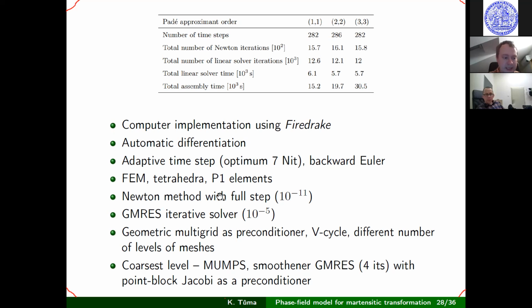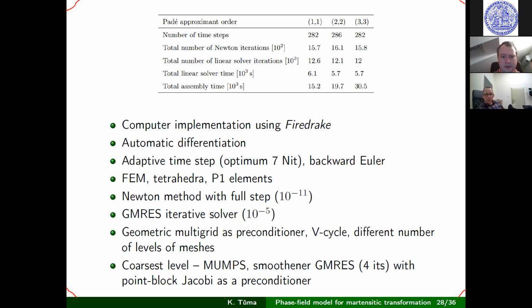The domain is discretized by tetrahedra and all unknowns are piecewise linear. For the nonlinearities, we are using the standard full Newton with very low stopping criterion, 10 to minus 11. And now I will come to the linear solver. So the aim is to compute really large problems on the supercomputer in Ostrava.